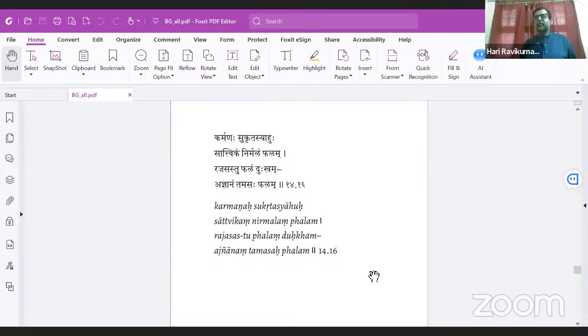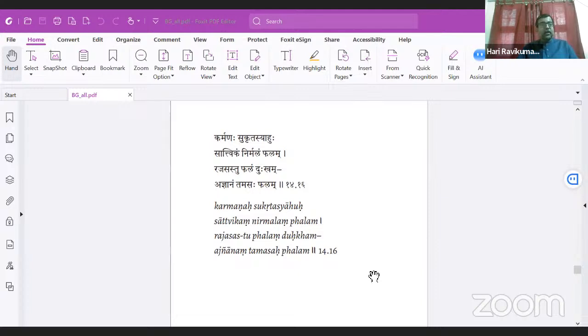Let's take this verse to conclude today's session. Karmanah sukritasyahu satvikam nirmalam phalam rajasastu phalam dukkham ajnanam tamasah phalam. So the fruit of sattva, the reward of sattva is purity and goodness. The fruit of rajas is pain, and the fruit of tamas is ignorance.